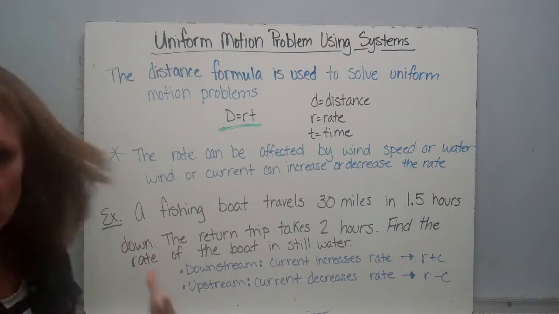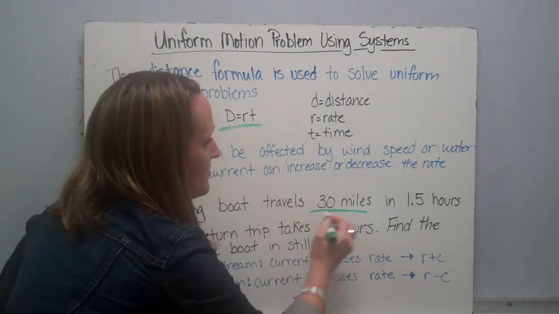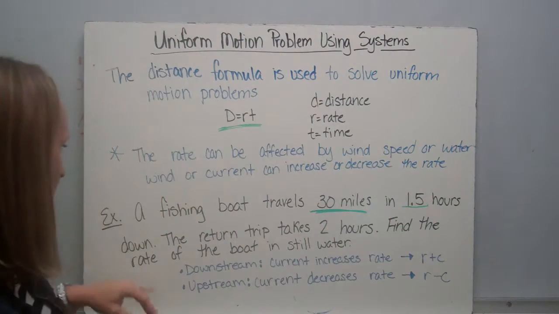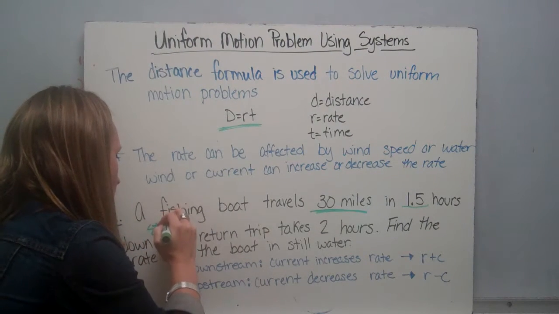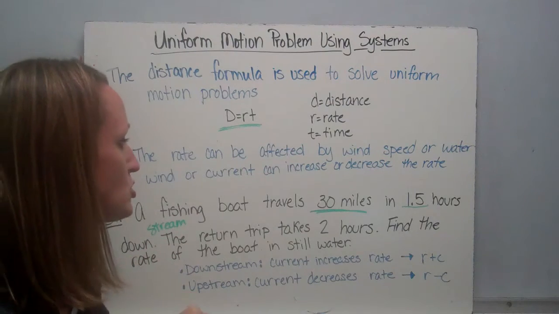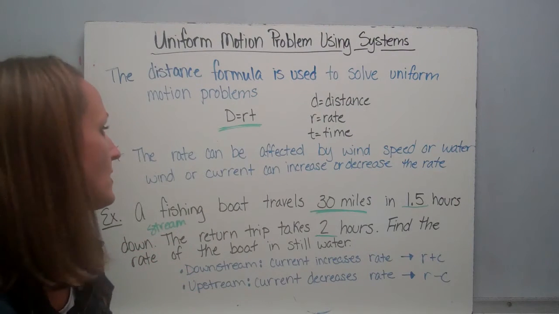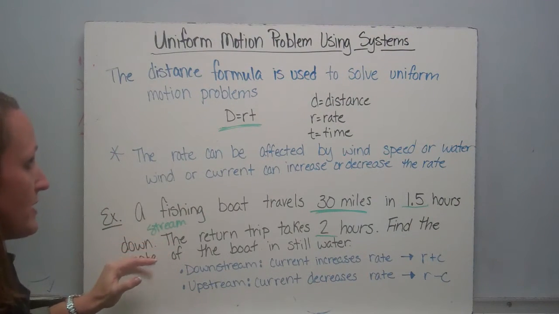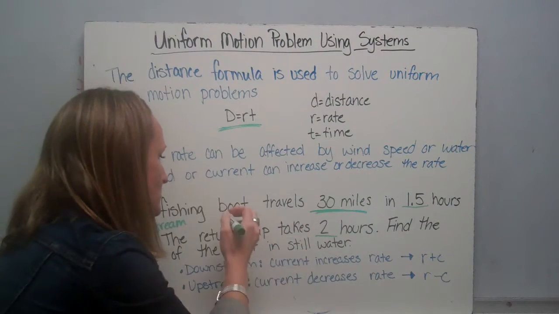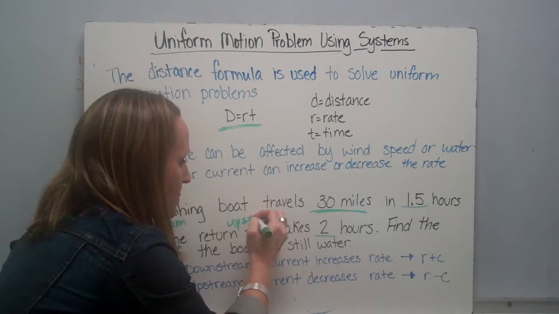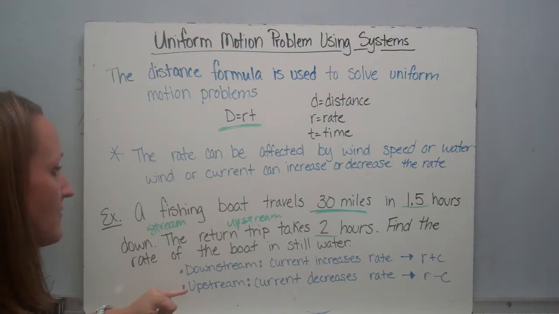So here's why I'm giving you this. All right, so for example, if we're in a fishing boat, it's going to travel 30 miles in 1.5 hours down the river. Down, I'm going to say stream. All right, the return trip takes 2 hours. Find the rate of the boat in still water. Okay, so when we go downstream, we travel 30 miles in 1.5 hours. Then on the return trip, which means we're going upstream, it takes 2 hours. We want to find the rate of the boat in still water.